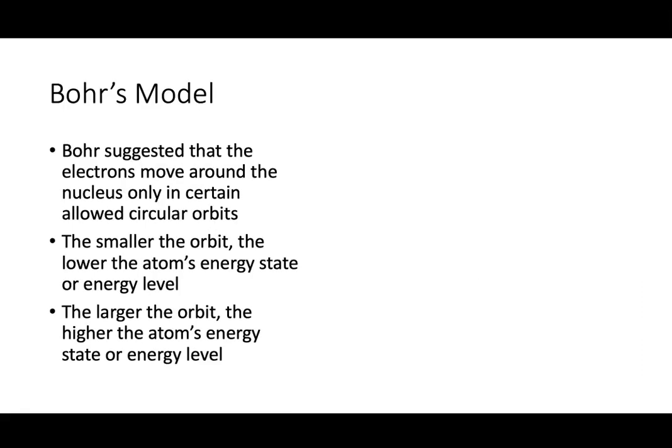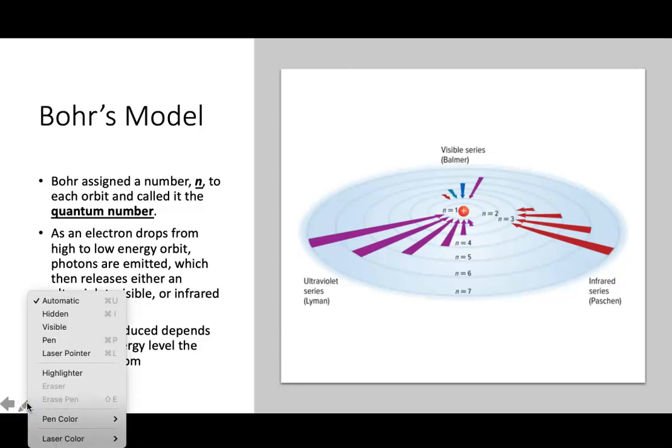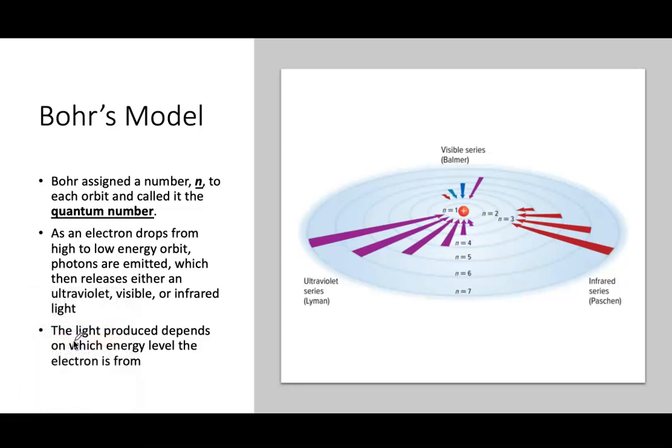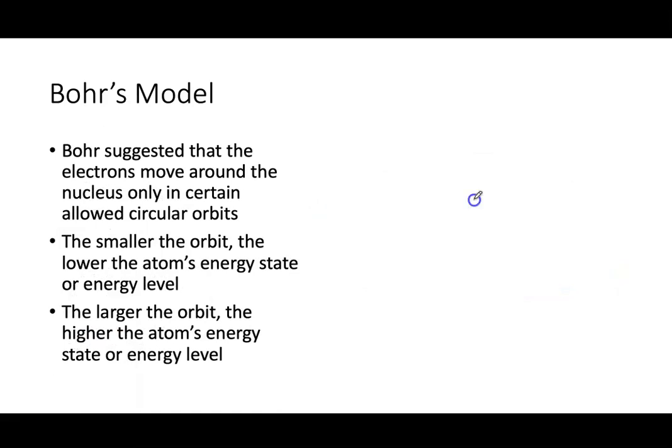All right. So Bohr suggested that the electrons move around the nucleus only in certain allowed circular orbits. So according to him, if I have an atom right here, let me write on it. There we go. So if I have my nucleus, so you have your proton and you have your neutron in the middle.